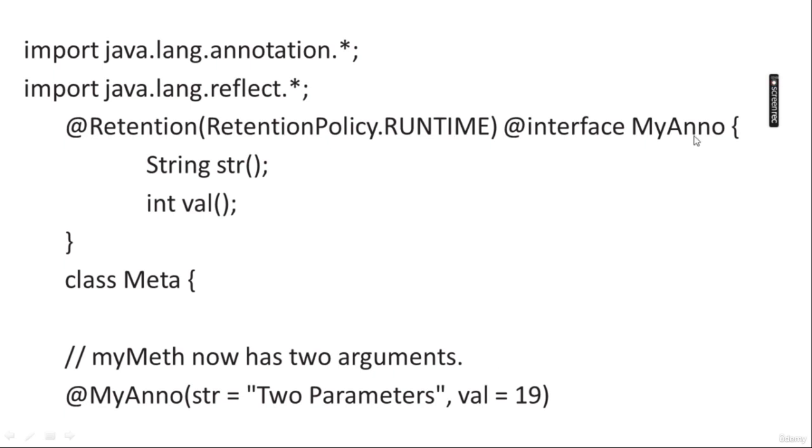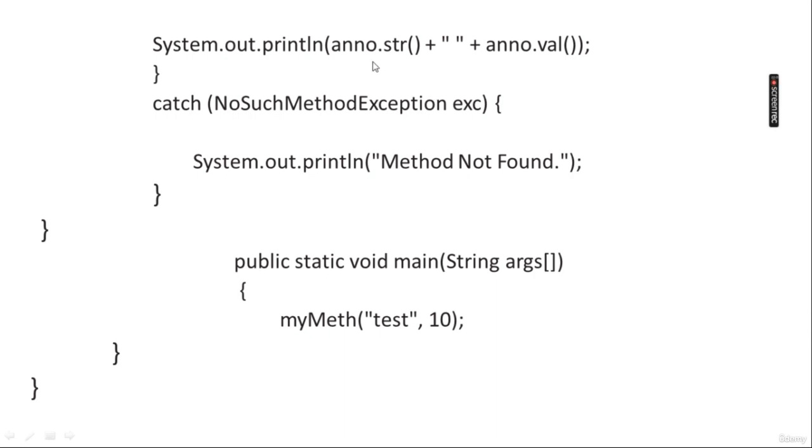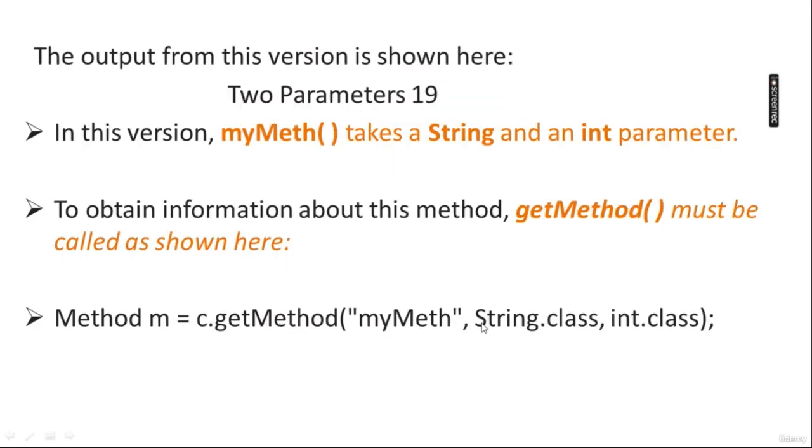Which annotation am I acquiring? MyAnnotation, so I am passing this annotation here. Then the output is annotation.string and annotation.value. In this case, string is what we initialized, "two parameters", and value is 90. And in the method we are passing "test" and 10. The output from this version is "two parameters" and 90.